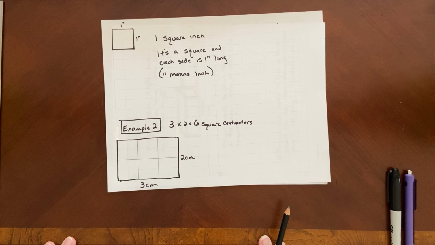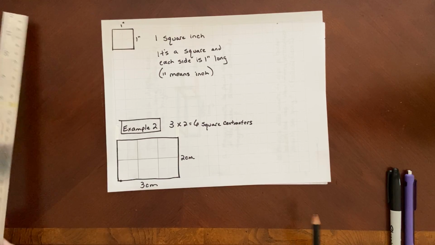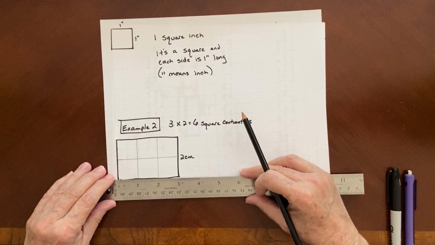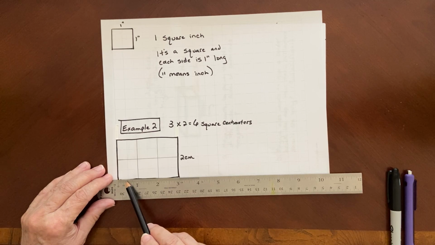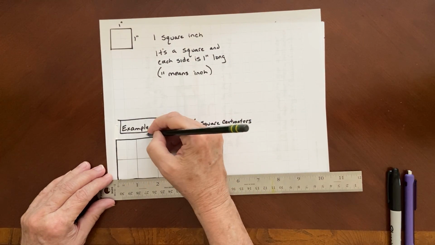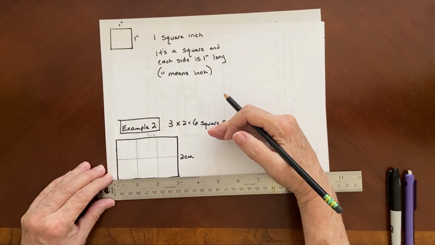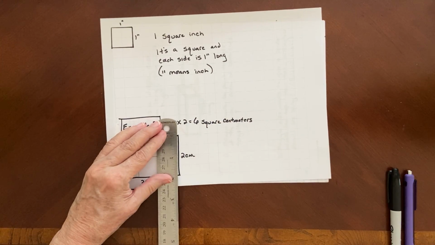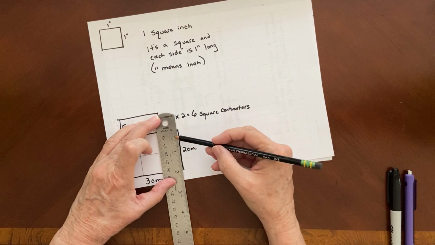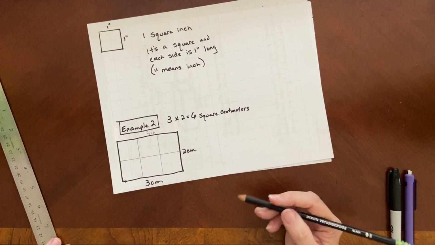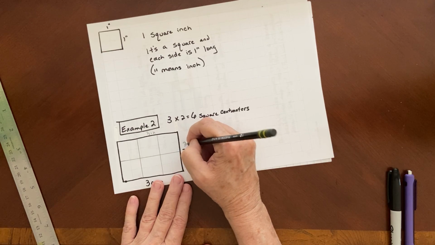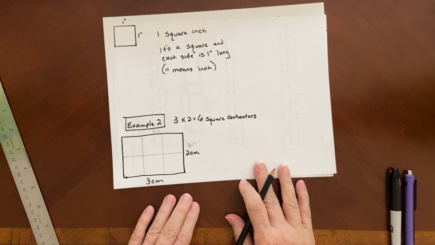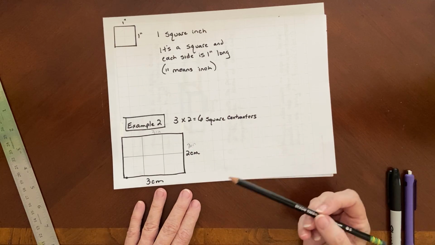Okay, so example 2 says use your ruler to measure the rectangle. How many square centimeters are needed to cover the area of this rectangle? So when we measured, and I'm going to use inches instead because they're a little bit bigger, but you guys use centimeters in your book. I see that it's 1, 2, 3 inches long, and it is 1, 2 centimeters, or inches in my case, wide. And so all together, 3 times 2 is 6, but let's double check.